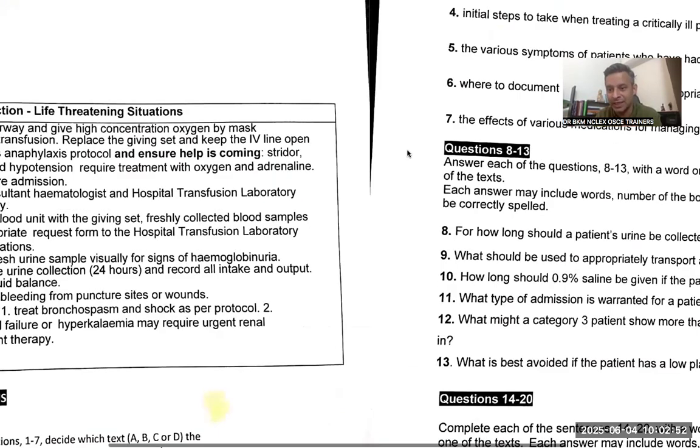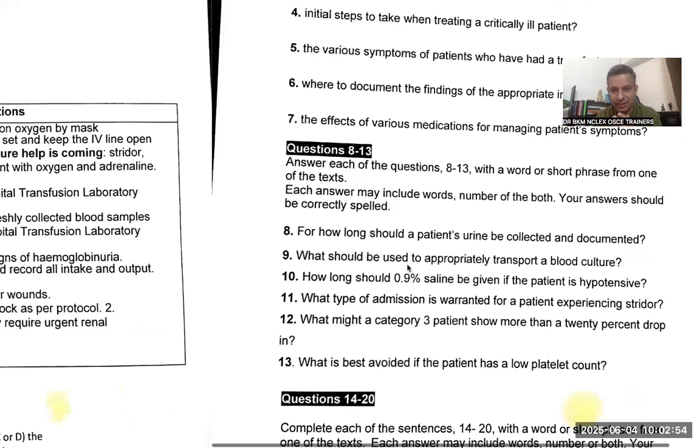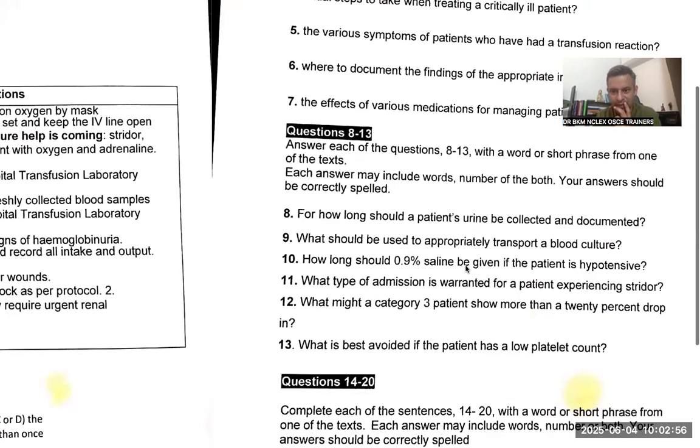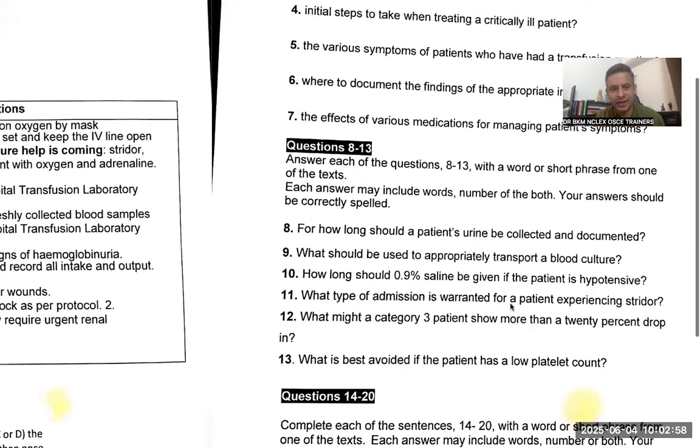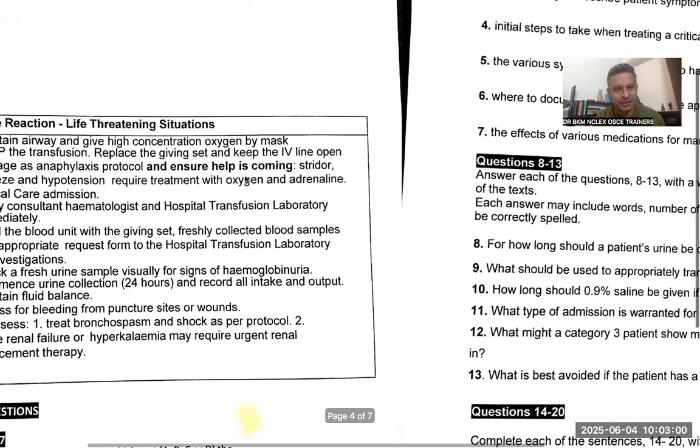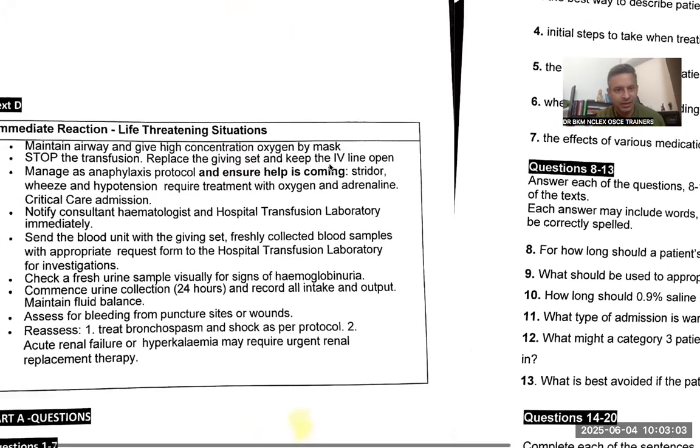Now I will do that stridor question. Which question was the stridor question? Yeah. What type of admission is warranted for the patient? What type of admission? Stop the transfusion, replacing, managing anaphylaxis protocol, critical care admission. So now I have done this answer.